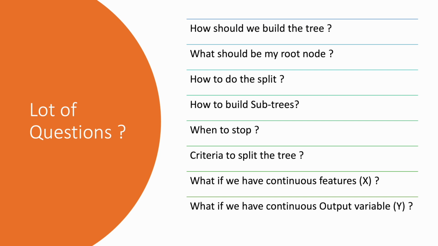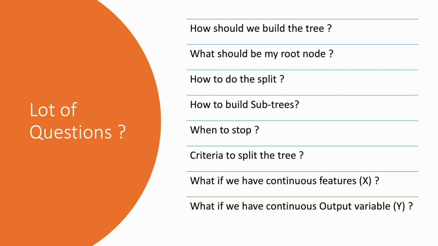Now one question left unanswered last time was how to build the subtrees. I know how to build the root node now, but how do we build subtrees? We'll see just in a minute. When to stop? When will I know that I have reached the leaf node? We have not answered that also, we'll see. What is the criteria to split the tree? We have seen that the criteria is very simple: reduction in entropy or information gain, right? This is the criteria for a split.